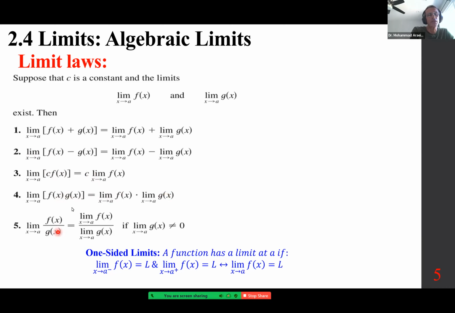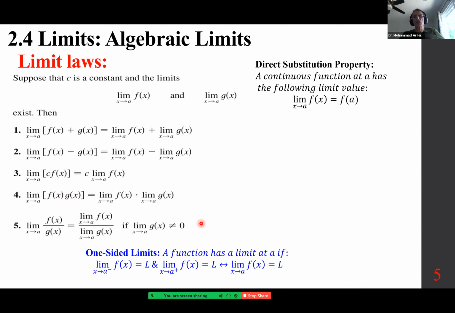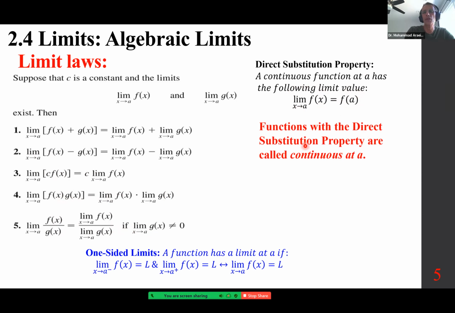The limit of the ratio or a quotient is the quotient of the limits. Needless to say, the denominator cannot and must not be 0. And this concept of direct substitution has been discussed. When we have a continuous function, we can plug in. And what we do in general, we plug in and observe. When this limit is identical to the functional value, we say the function is continuous. The function with the direct substitution property is called continuous at A.